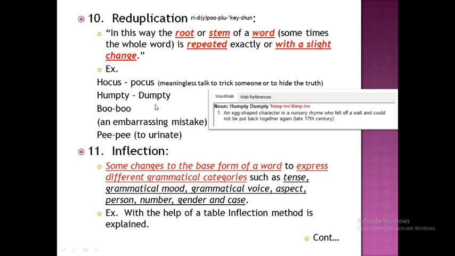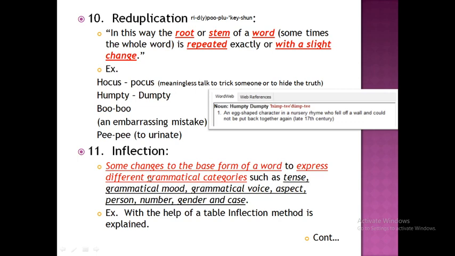Humpty Dumpty. We know Humpty Dumpty. This is a character. As per the dictionary, Humpty Dumpty is an egg-shaped character in a nursery rhyme who fell off a wall and could not be put back together again. This is a reference to a character, and this word is formed with the technique of reduplication. Boo boo is referred to here. In Hocus Pocus and Humpty Dumpty, slight changes are given. But in Boo Boo and Pee Pee, exact repetition is used. Boo Boo refers to an embarrassing mistake and Pee Pee to urinate. So this is the reduplication technique.